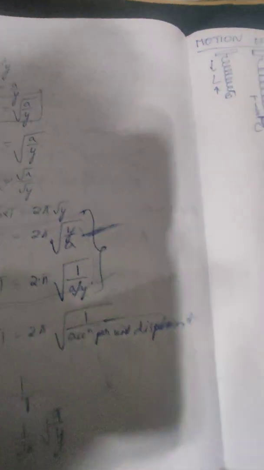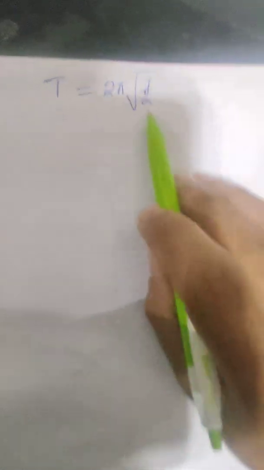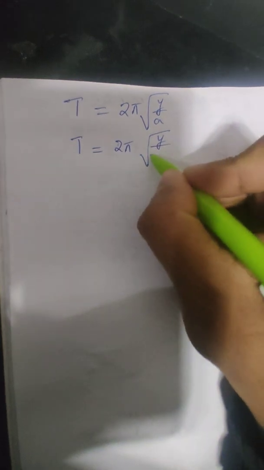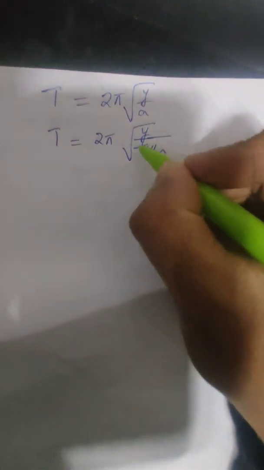So we will use this one. We will use this equation for this one, minus ky by m. A equals minus ky by m. So for a, I will put minus ky by m. So t is equal to 2 pi root y by minus ky by m. So over here, I will not put the negative sign anymore, okay?